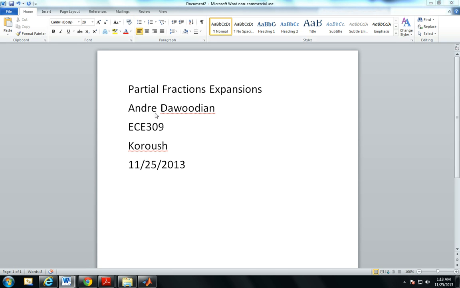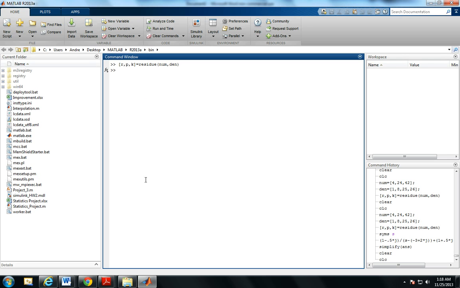Hello, my name is Andre DeWoodian, and today I'll be showing you how to perform partial fractions expansions using MATLAB's residue command. Now, the primary command that we use for the partial fraction expansion is of the form [r,p,k] = residue(num, den), where num and den are vector representations of the numerator and denominator polynomials respectively.